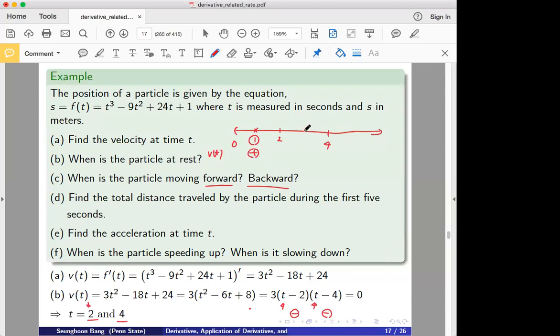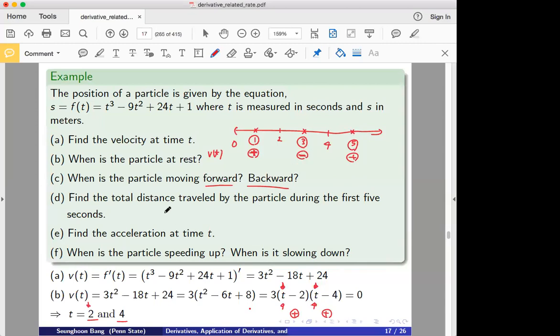So like this, I can choose 3 as a test number. You plug into t again. 3 minus 2 is positive. 3 minus 4 is negative. Positive times negative is negative. So one more here. Choose 5. You plug into t again. 5 minus 2 is positive. 5 minus 4 is also positive. Positive times positive is positive. So what's that? Velocity positive, moving forward. Negative, moving backward.